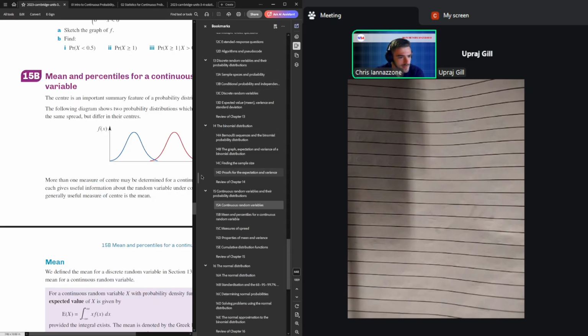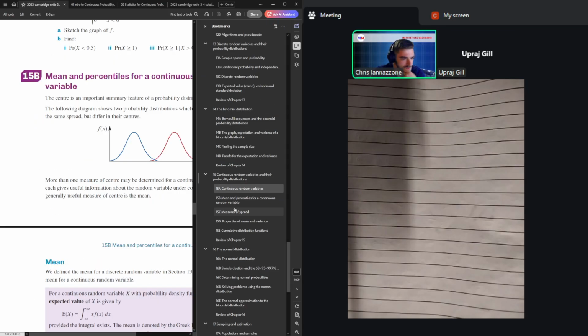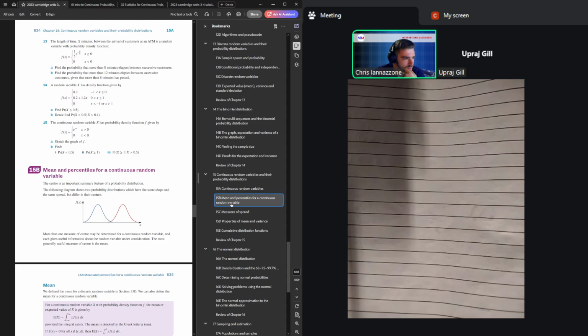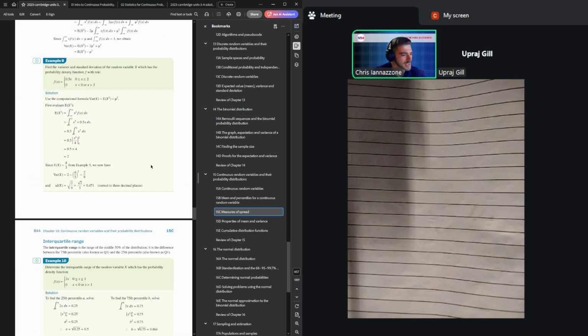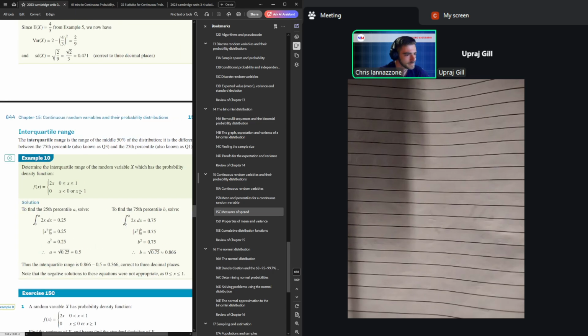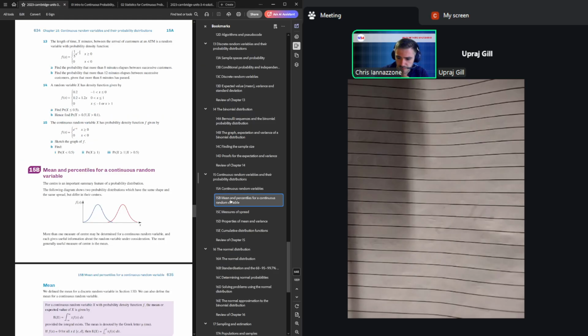All right. The book splits that up between 15B and 15C. Mean and percentiles go in 15B, and the variance, standard deviation, measures of spread, possibly even IQR might go in here. Yeah, I had a feeling, because you're doing a horizontal distance, it makes sense for that to be in spread. Let's see, we've got about 10 minutes.